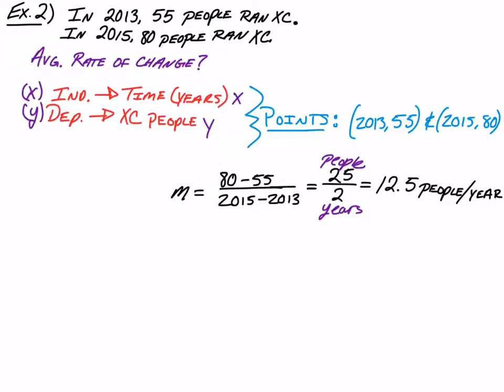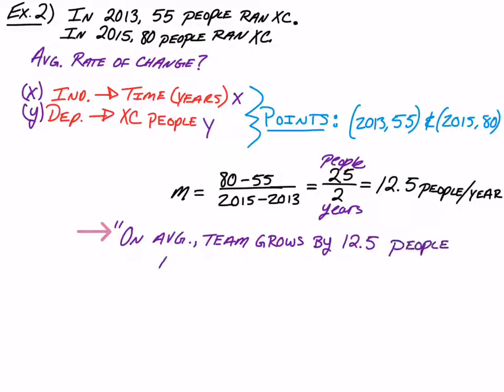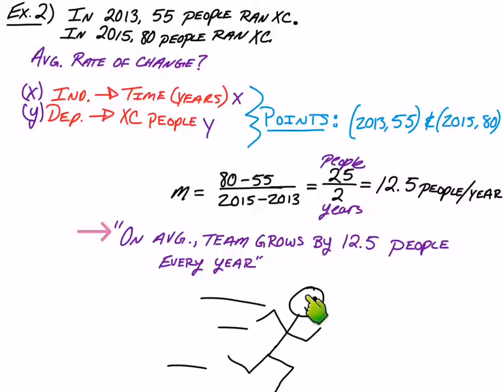So let's get a little quote here. So on average, that's an important piece, the team grows by 12.5 people every year. And there's my little extra credit cross-country runner right there. The cross-country figure, not so important.